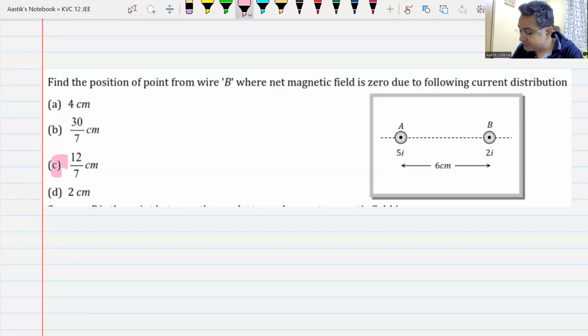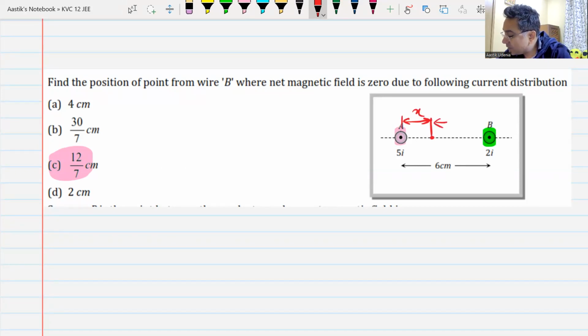Now you must understand, and a similar question came 2 years back, that for both the wires the current is coming out. If I call this wire the pink wire, current is coming out. If I call this the green wire, current is coming out. Let us say that the distance is x from this wire, and from the other wire it will become 6 minus x.